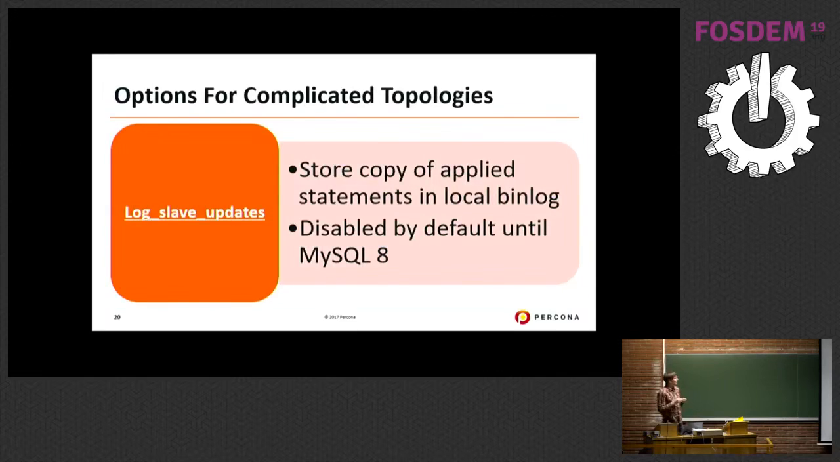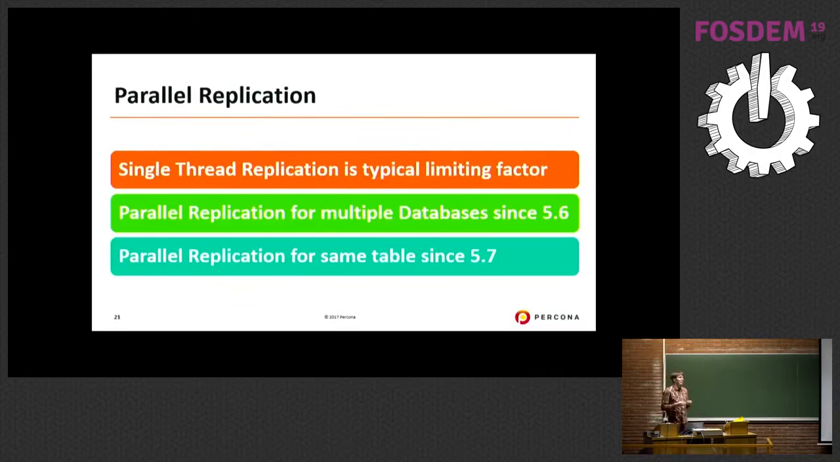Okay, so what kind of options do we have for dealing with those more complicated advanced topologies? Log slave updates, that is a most important one, which is also on by default in MySQL 8, right? Which allows you to have slaves of other slaves. Parallel replication, that is a very important feature to keep in mind. Replication is often a limiting performance factor if you don't enable parallel replication.